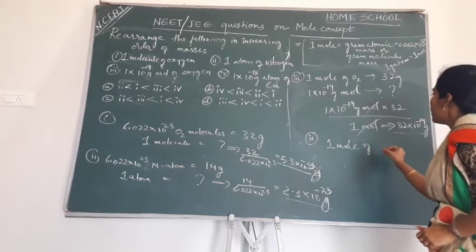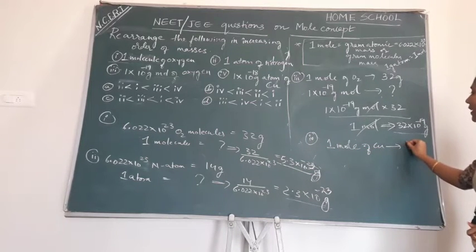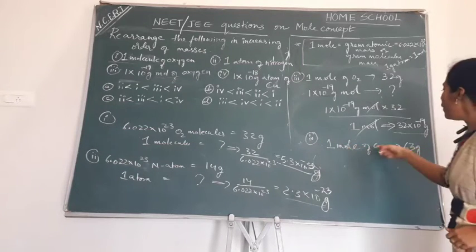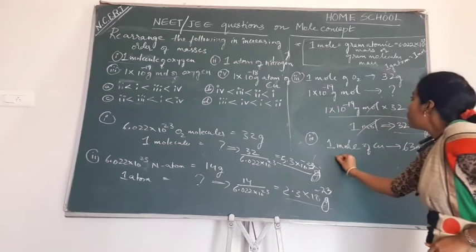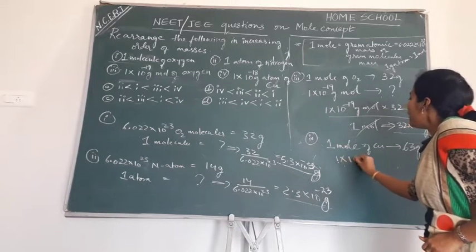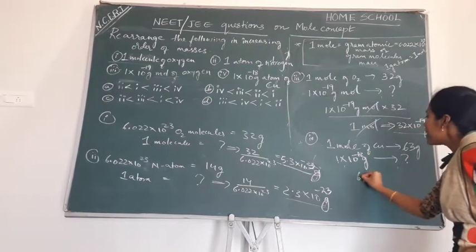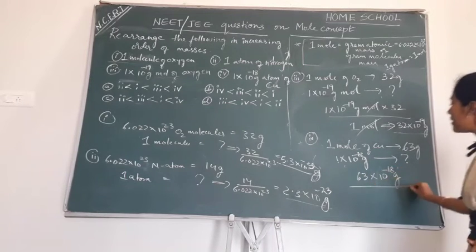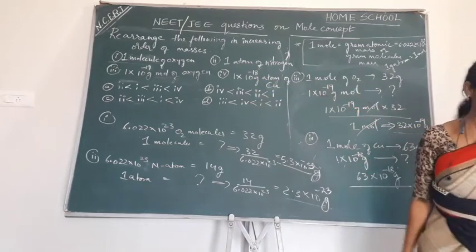of copper's mass is how much, guys? What is its atomic mass? 63. So this one you have to remember. Copper's atomic mass is 63. So 1 mole of copper has a mass of around 63 grams. Okay. So 1 into 10 to the power of minus 18 gram atoms has how much? It will be 63 into 10 to the power of minus 18 grams. So this is the mass of 1 into 10 to the power of minus 18 gram atoms of copper.